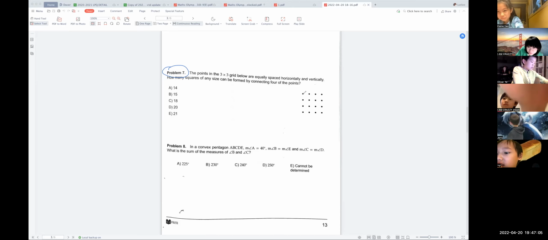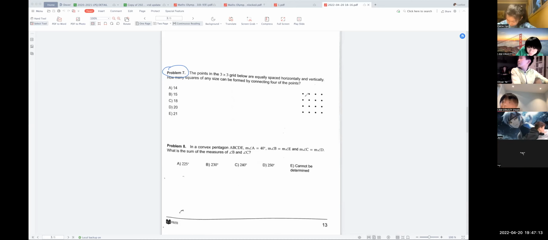Okay, the points of the 3 by 3 grid below are equally spaced horizontally and vertically. How many squares of any size can be formed by connecting 4 of the points? This is very simple, right? So how many of them? So 1, 2, 3, 4, 5, 6, 7, 8, 9, plus 1, 2, 3, 4, plus 1. So the answer is 14.